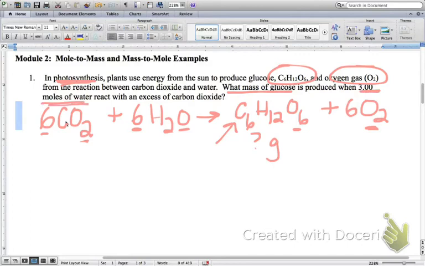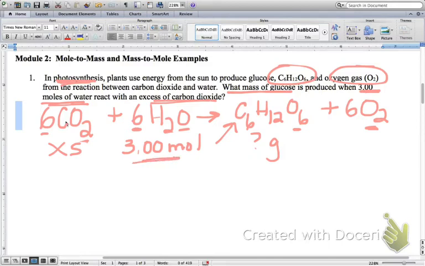3.00 moles of water, so let's write that down, 3.00 moles of water react with an excess of carbon dioxide. So in other words, we've got as much carbon dioxide as we need to perform this reaction, but we've only got 3 moles of water.